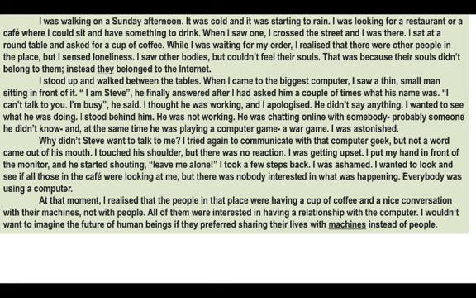But not a word came out of his mouth. I asked him again and he didn't answer. I touched his shoulder. Shoulder. I touched his shoulder, but there was no reaction. I touched his shoulder, but there was no reaction.